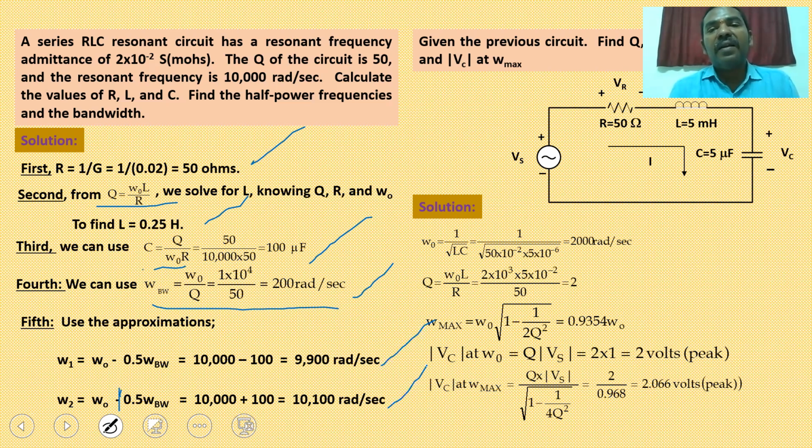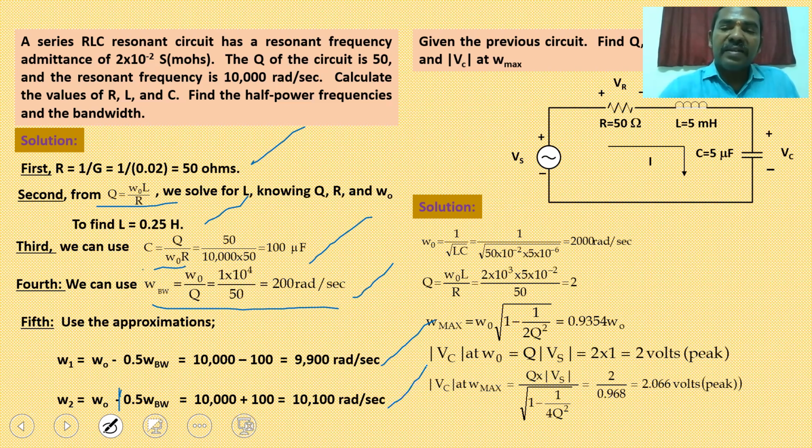Okay, so similarly we are going for the calculation of omega naught, R value, maximum value. So that is at frequency with respect to the quality factor we are calculating, and the voltage drop across the capacitor at omega naught, and the voltage drop across the capacitor at maximum level for the given circuit. So here the resistance value they are given is 50, inductance value is 5 millihenry, capacitance value is 5 microfarads.